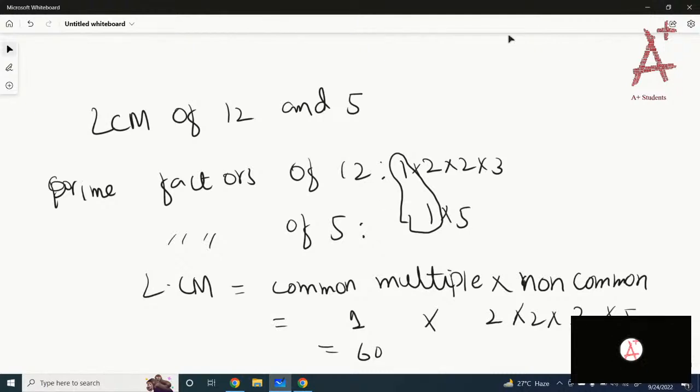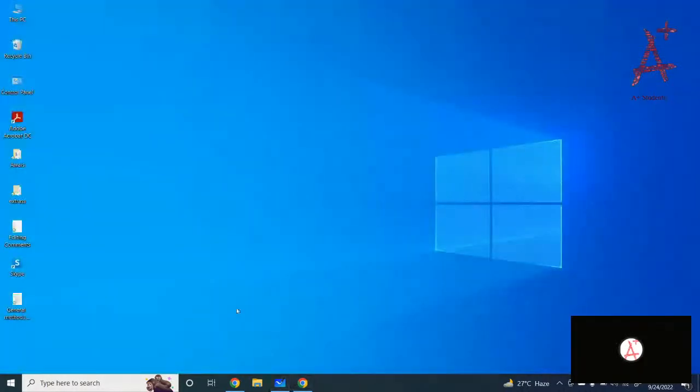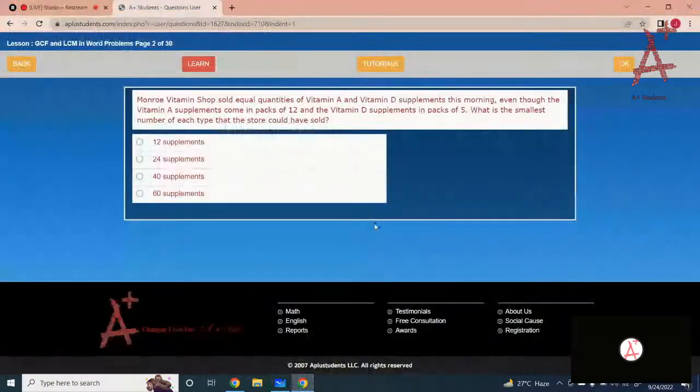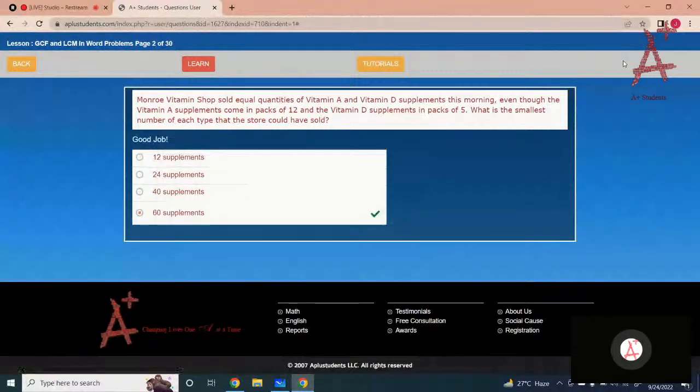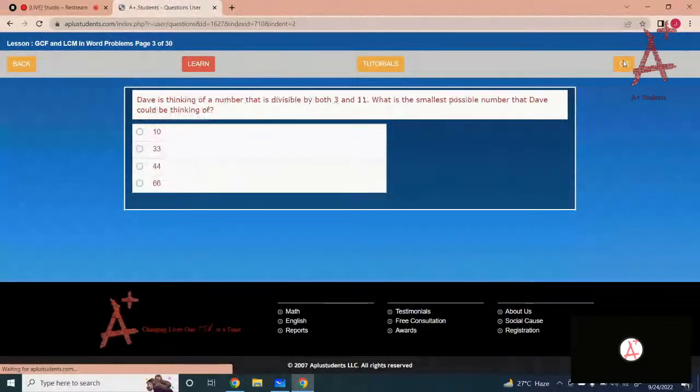Got it? So that means the smallest number of each type the store could have sold is 60 supplements. Got it? Select the correct option and click on the OK button. Okay, the next one is Dave is thinking of a number that is divisible by both 3 and 11. What is the smallest possible number that Dave could be thinking of?